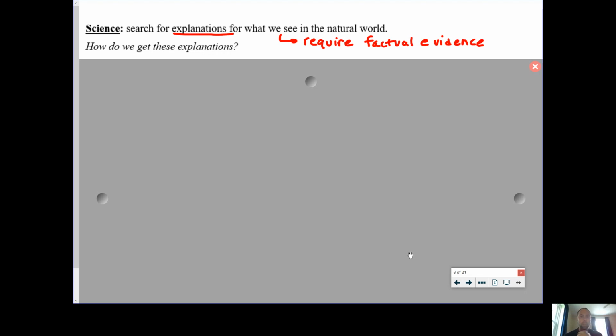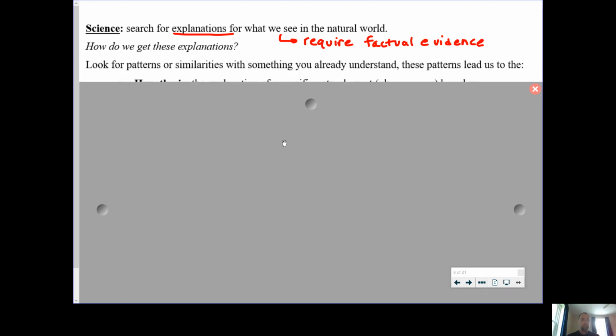And I put the little notice that it requires factual evidence. So how do we get these explanations? Well, we look for patterns or similarities with something that we already understand. And these patterns will lead us to an intermediate step that we call a claim. So we make a claim that we can look at.